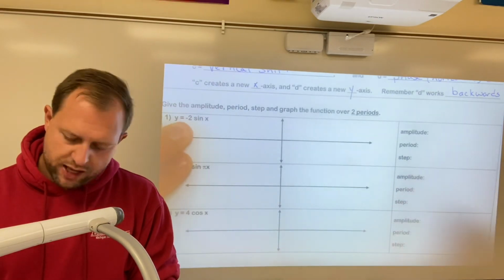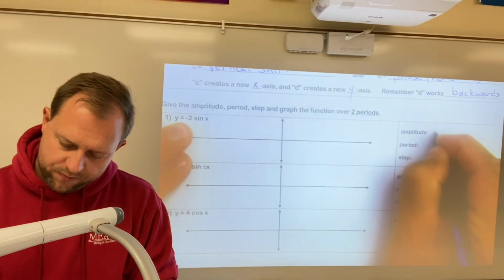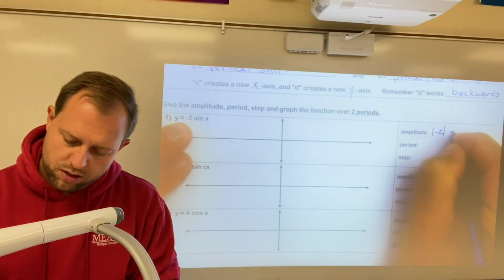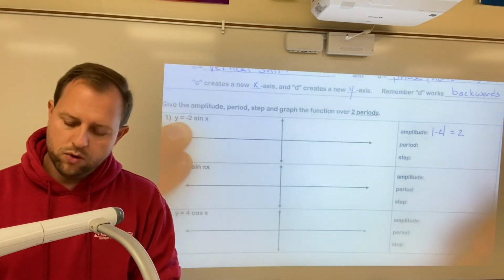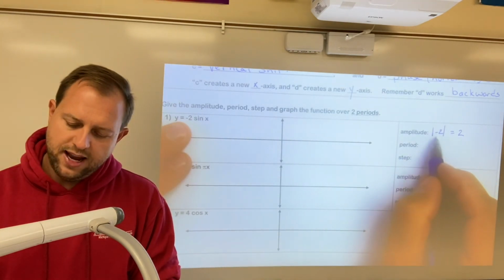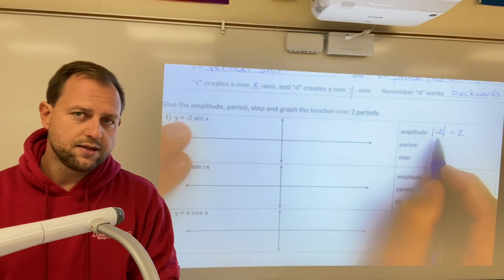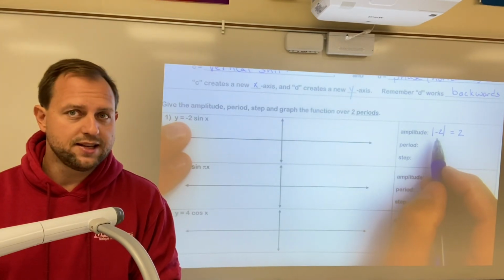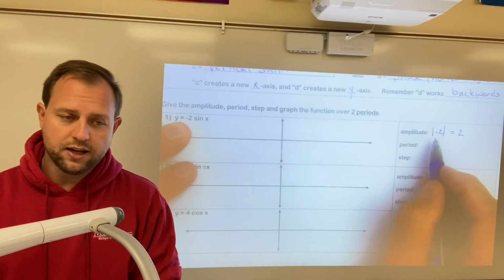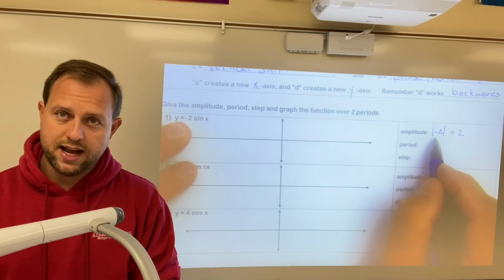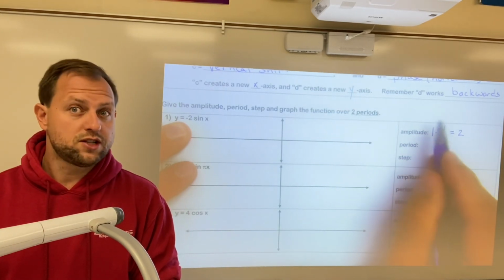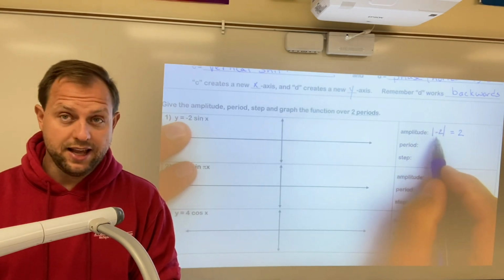-2 out front, so that -2 is A. So our amplitude is the absolute value of -2, which is 2. And I always write it out like this, because then that negative reminds me where my starting point is, or which direction I'm heading. With the sine, I'm starting at the midline and heading down because it's negative, up if it's positive. With the cosine, I'm either starting at the top or the bottom, depending on that sign.